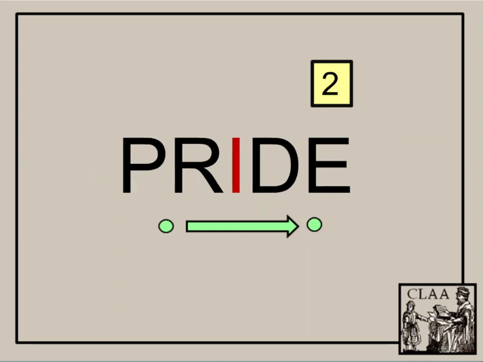Look carefully at this word. Again, you can see the letter I followed by a silent E. That means we're going to read that letter I with the long I sound, I. Let's read this word together. Pride, pride. Do you hear the long I sound? Pride.